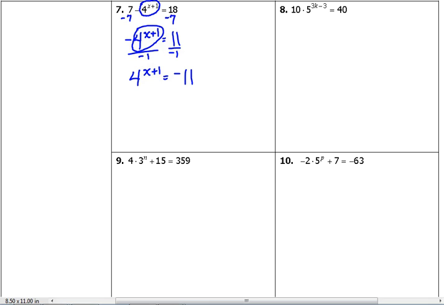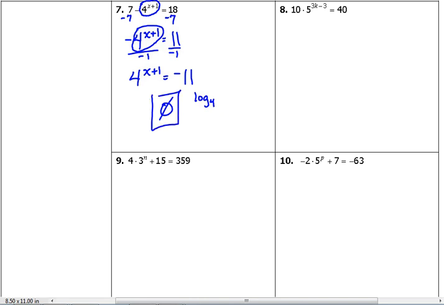Is that possible? Can we raise positive 4 to a power and get negative anything? No, we can't. So at this point, we don't even have to go any further. This is no solution. Okay, this one has no solution. If you didn't check that, let's go ahead and do this just so that I can show you what would happen.